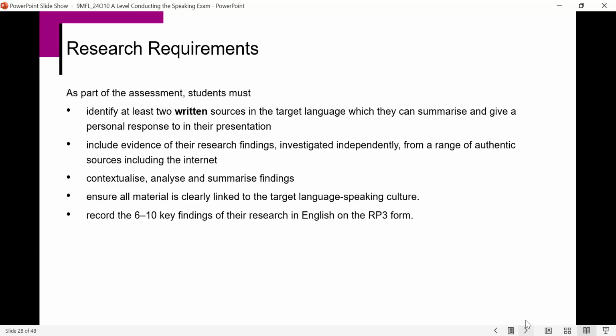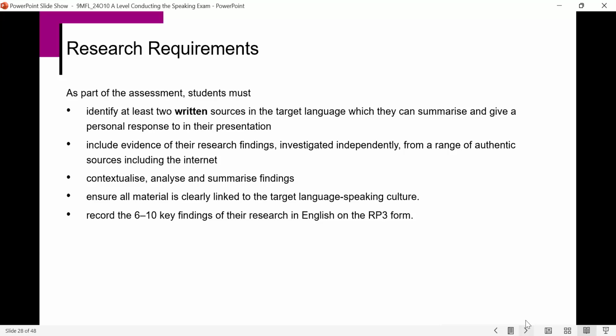So as part of the research requirements, then, there are certain things that the students need to do. They need to identify at least two written, in bold, written sources in the target language, which they can summarize and give a personal response to in their presentation. They need to include evidence of their research findings investigated independently from a range of authentic sources, including the internet. So this is the list of sources that they put on their form, and also the things that they say about their topic, which indicate that a good level of research has been done.